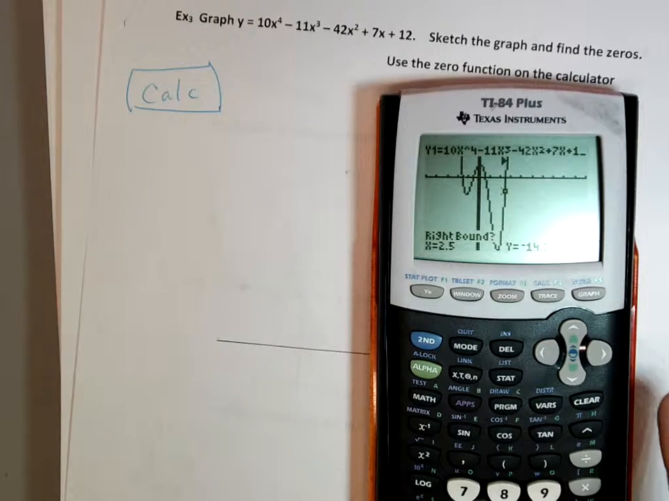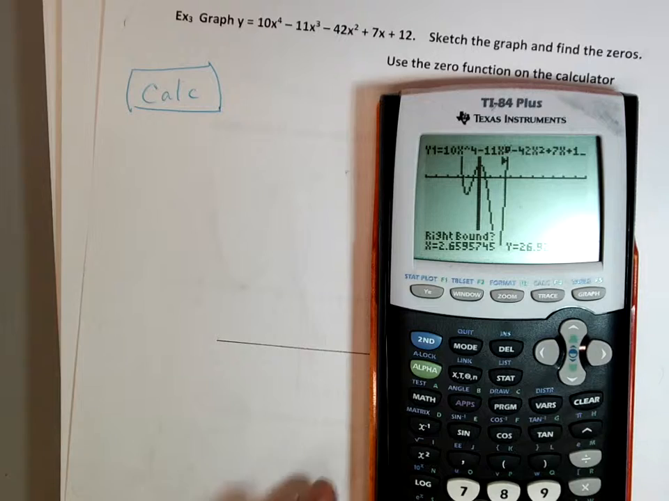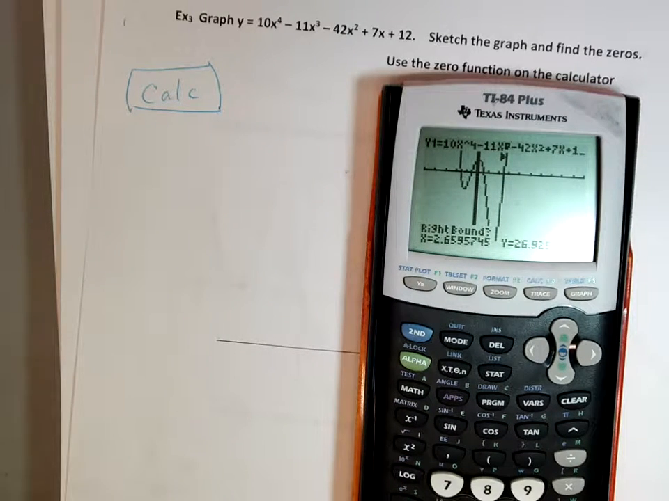Enter, and then move my cursor over. Now it's way up there, and way up there is to the right of it. Even though it's above it, it's still to the right of it. Does that make sense? Enter. Now it's going to look for my zero between that tiny little spot, which is where it is. Enter again. Where's my zero?